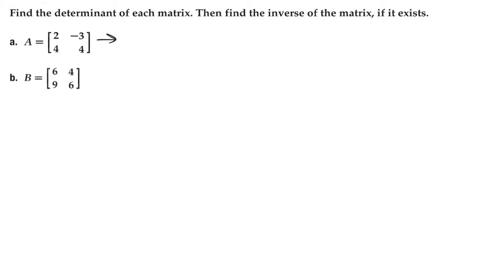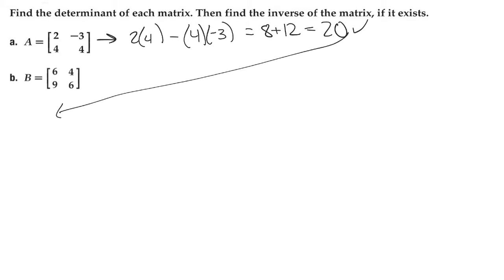For A, our determinant is 2 times 4 minus 4 times negative 3. That's 8 plus 12, that's 20. So it does exist, so now we can go ahead and find the inverse. I'm gonna swoop down here.